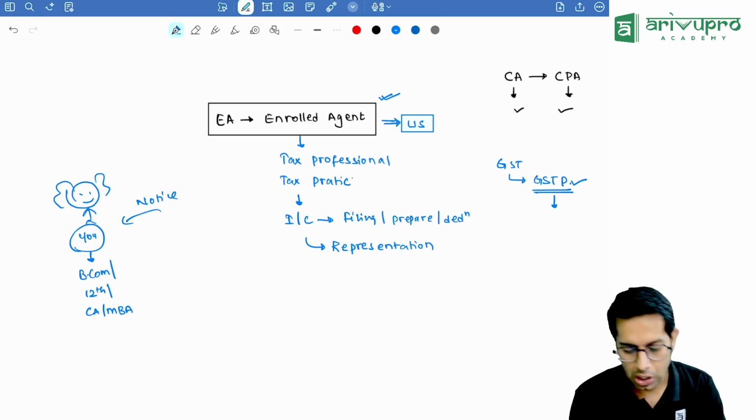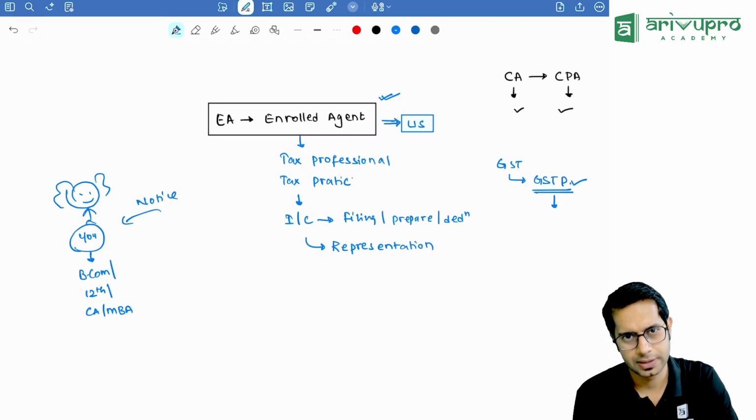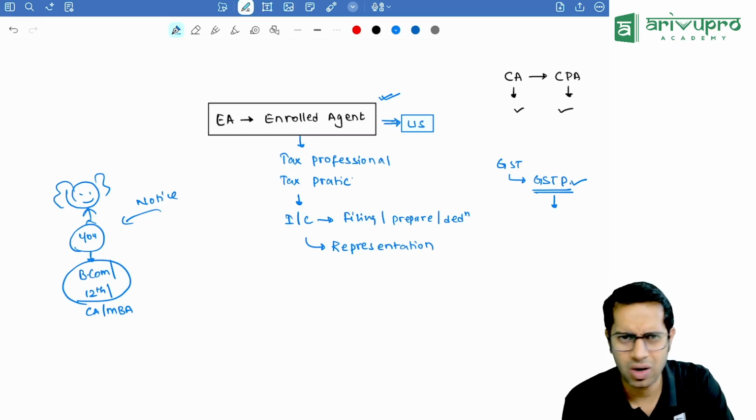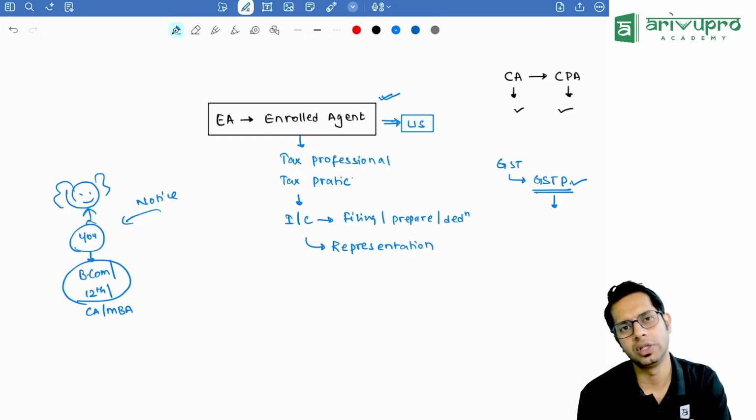You have received this notice. Now you don't know what you should do with this notice. Let us say you are a normal BCom graduate or a 12th pass out student. Now you have no idea what to do with this notice.